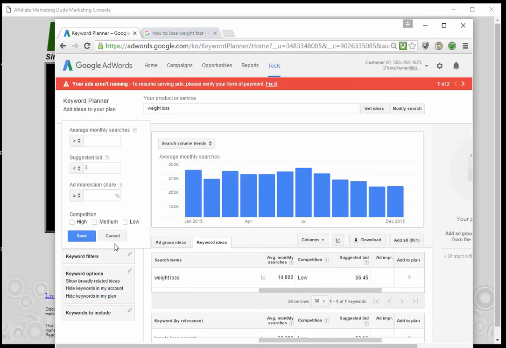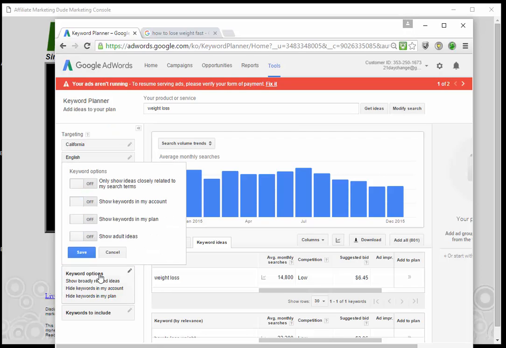Next, we have our keyword filters, which is going to choose how you filter your words. If you want suggested bid only words that are like 10 cents, you could put a suggested bid there and it'll only show the ones that are less than that. You can also do this by monthly searches, ad impression share, high, medium, or low competition. These are all just ways to filter your keyword results and find the stuff that fits your market the best.